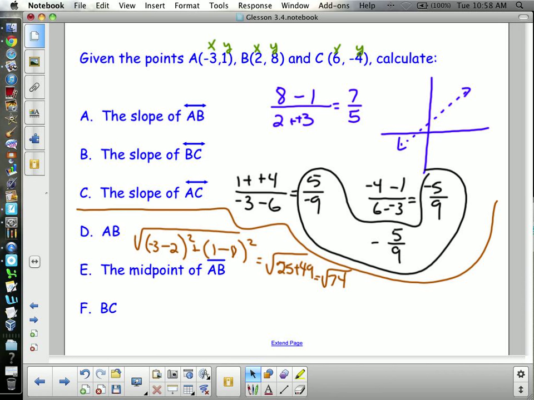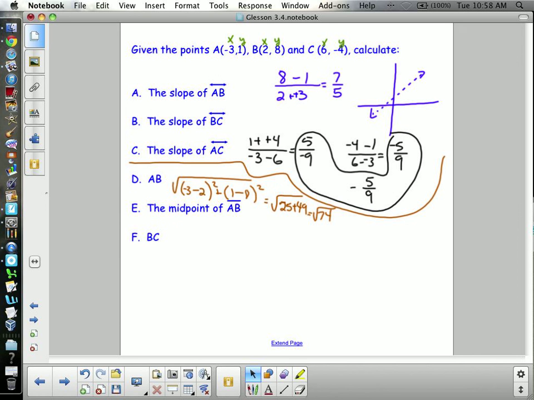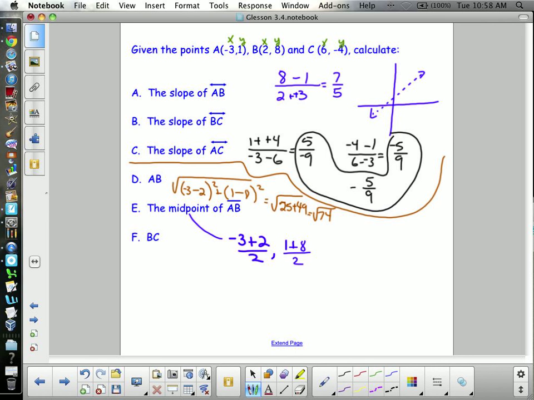All right. Let's do these. The answer is 4, or 8 halves. Let's do the midpoint first. The midpoint of AB would be negative 3 plus 2 over 2, 1 plus 8 over 2. So that's negative 1 half and 9 halves. And that's fine. You can leave it like that.